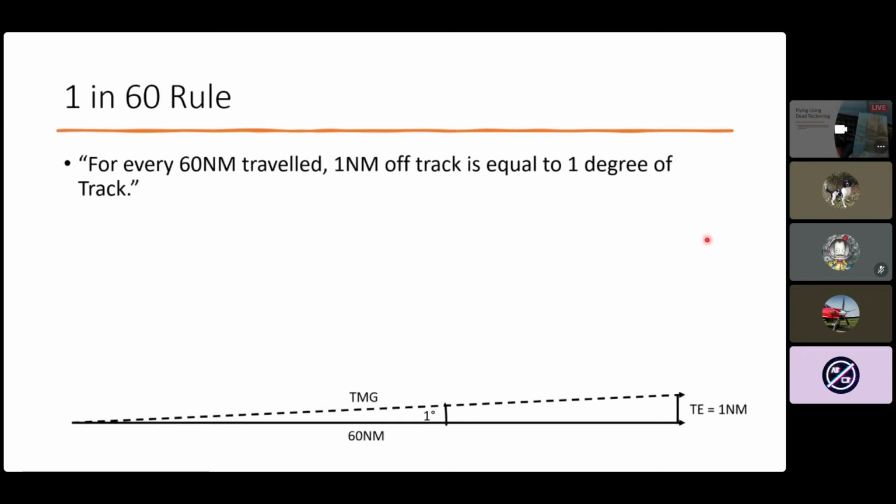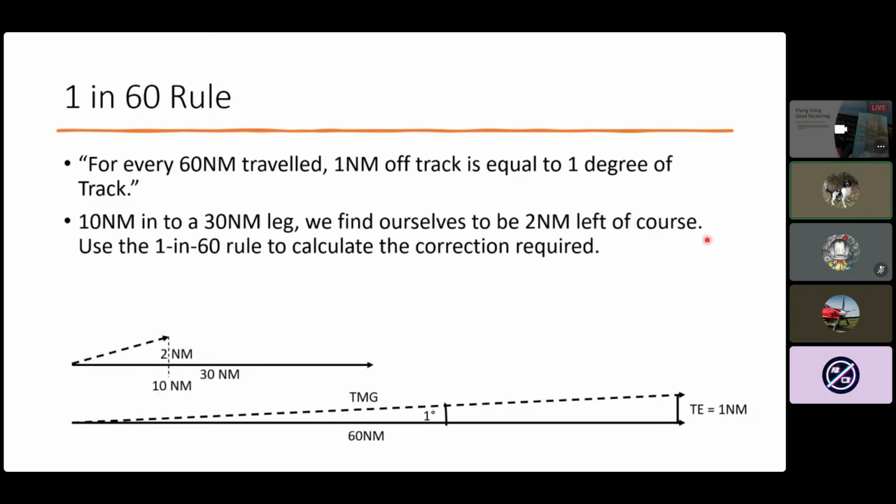Okay, this is where the animations come in. This is where it gets really exciting. So, what is the 1 in 60 rule? For every 60 miles travelled, 1 mile off track is equal to 1 degree off track. If you're 1 degree off the planned track and you fly for 60 miles in a straight line, by the end of that 60 miles, you'll be 1 mile off where you should be. Now, how does that help you? Well, you can use some basic maths to equate this to any situation that you find yourself in.